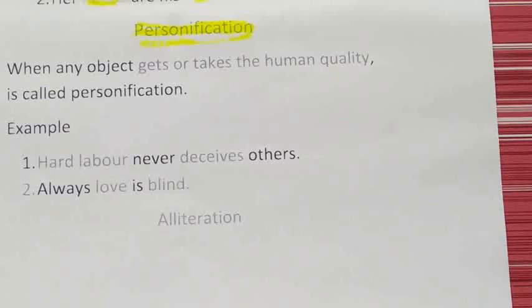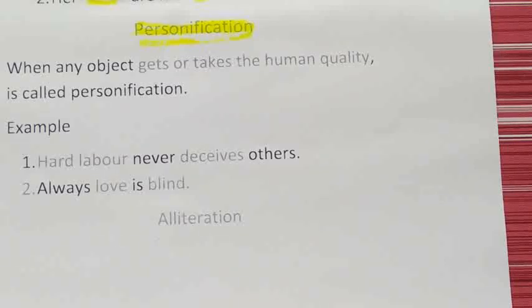Example: hard labor never deceives others. What is the meaning of hard labor? Working hard is the quality, so it never deceives others. Second example: love is blind. Love is a quality, and blind means love is used for the blind. When any object gets or takes the human quality. Love can't be blind, love has no eyes, but it is used in a poem that love is blind. It is a human quality. That is called personification.